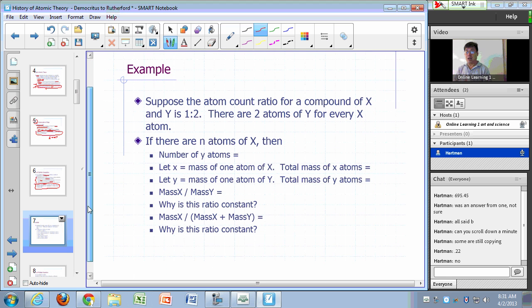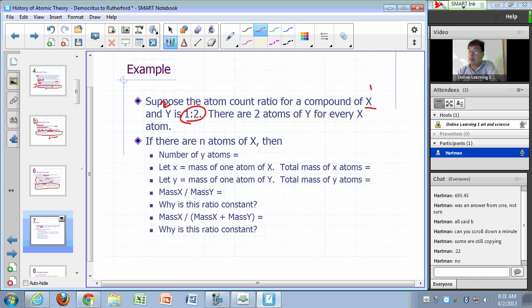Let's look at an example of how you might explain definite composition using Dalton's assumption. Let's say that the atom count ratio for X and Y is 1:2. That means there are 2 atoms of Y for every atom of X. Every time you see 1 atom of X, you're going to see 2 atoms of Y. So that's the count-to-count ratio, 1:2.